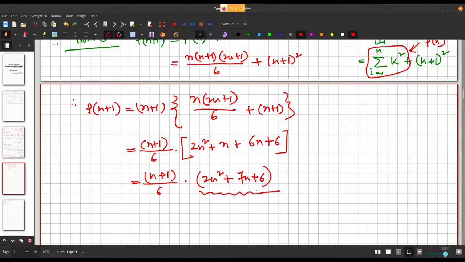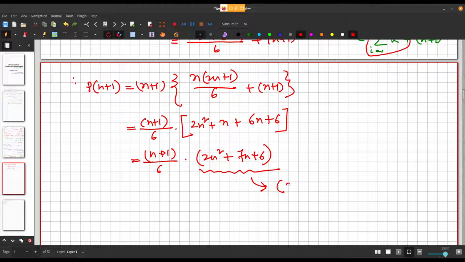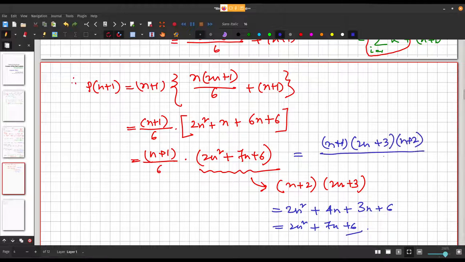Now we can factorize this, and we will see that this is nothing but equal to what we have here, (n+2)(2n+3). We can quickly do the multiplication here. So it becomes 2n squared plus 4n, then 3n plus 6. So 2n squared plus 7n plus 6. So we can write it as (n+1)(n+2)(2n+3)/6.